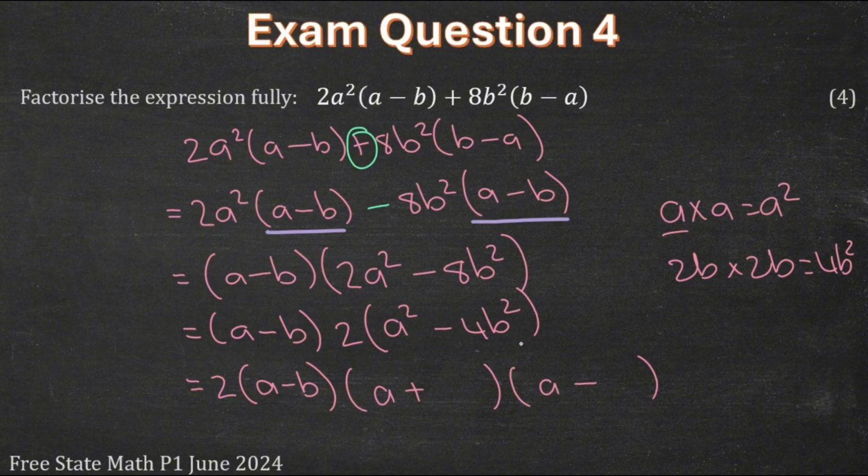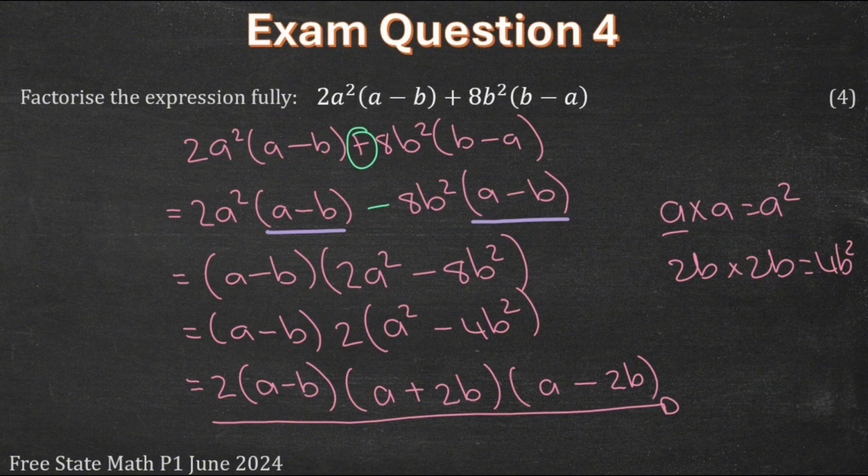Now let's look at 4b squared. What is the square root? It is 2b. So I write that in the second space of each bracket. Now let's look at the brackets again. This is fully factorized. This is fully factorized as well as this one. So this is my final factorized answer.